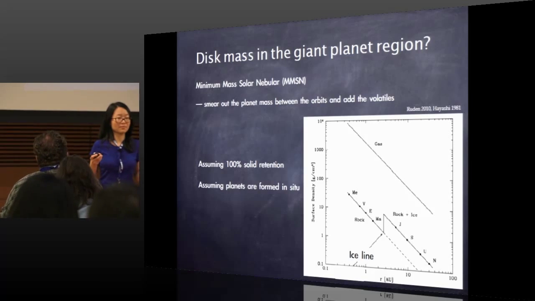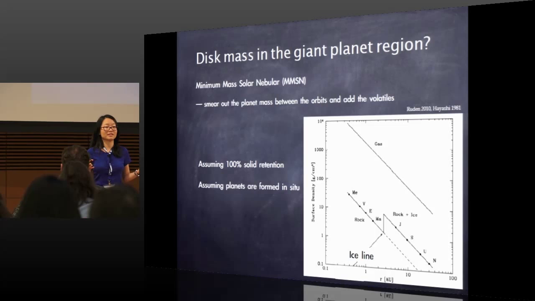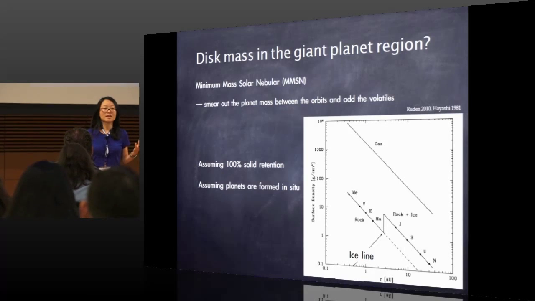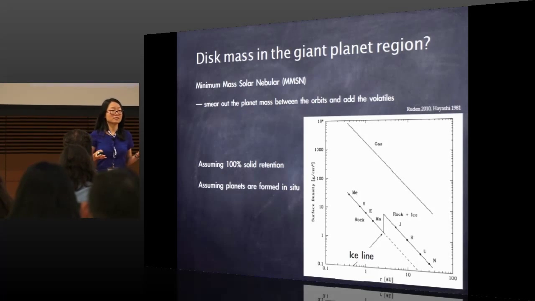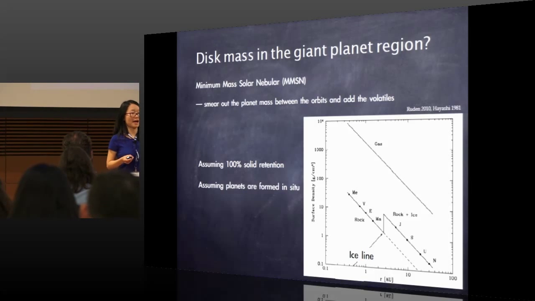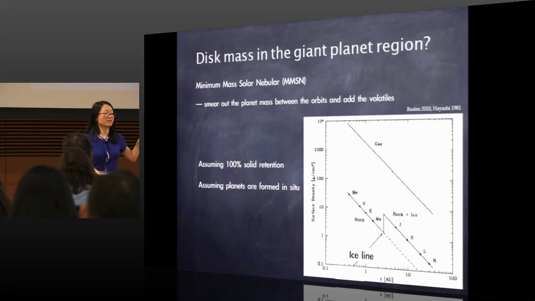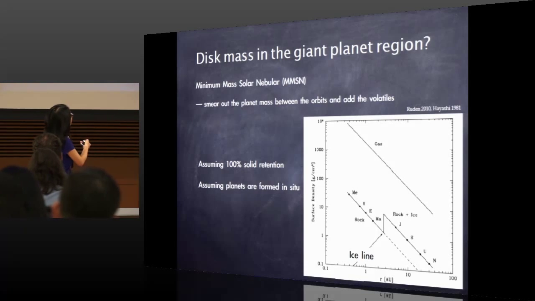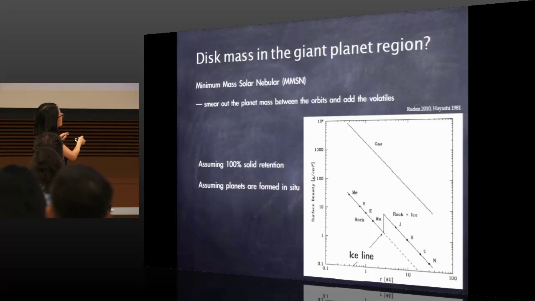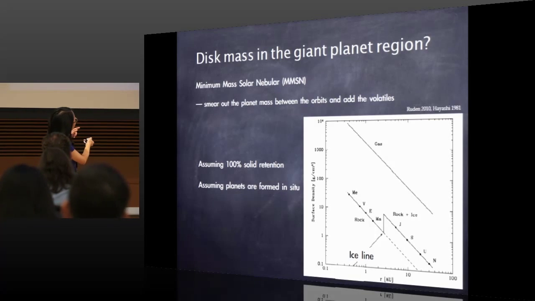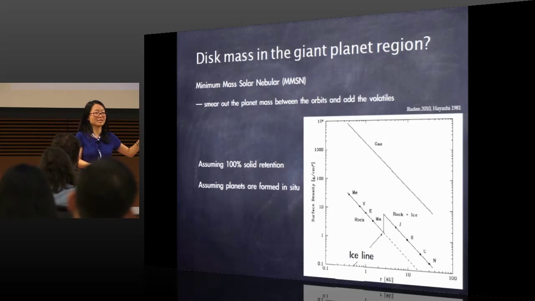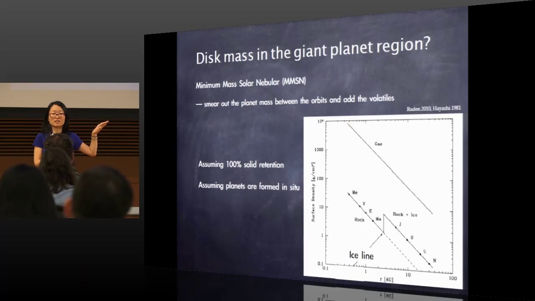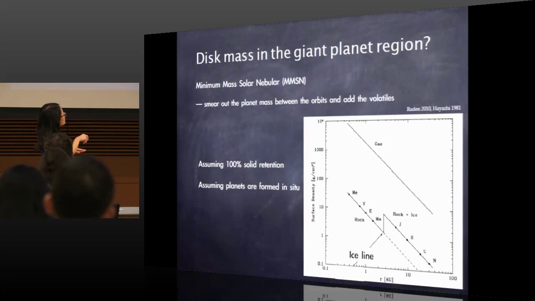So we try to ask some really fundamental questions, like how massive the disk is that's available for planet formation. It turns out we don't know that very well. First of all, our understanding is heavily biased toward our solar system. The zero-order magnitude approximation is to simply smear out the mass of our known planets. We have Mercury, Venus, and the planets out here. We smear them out over their orbits, and then we add up the volatiles that were lost during the planet formation process, so we add up the oxygen, the hydrogen, stuff like that.